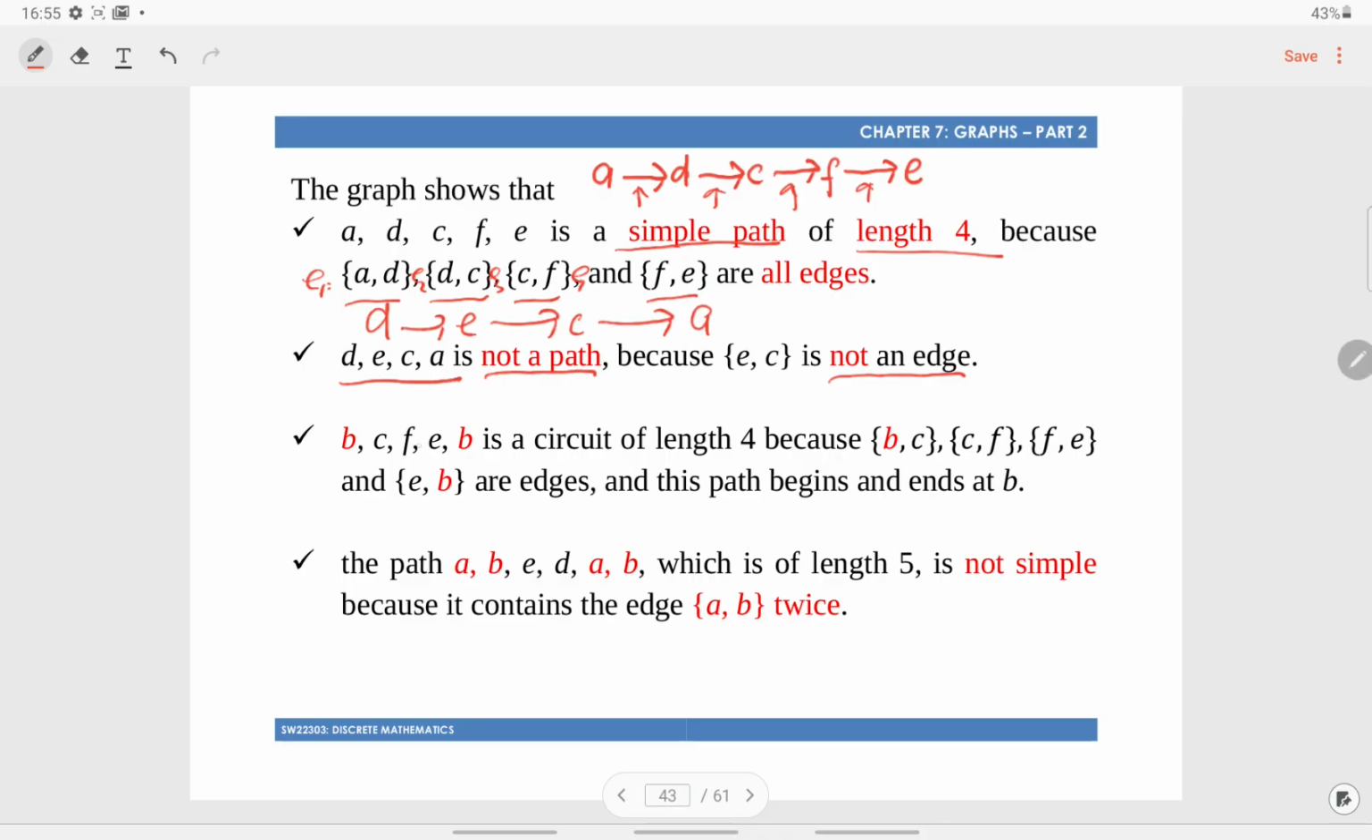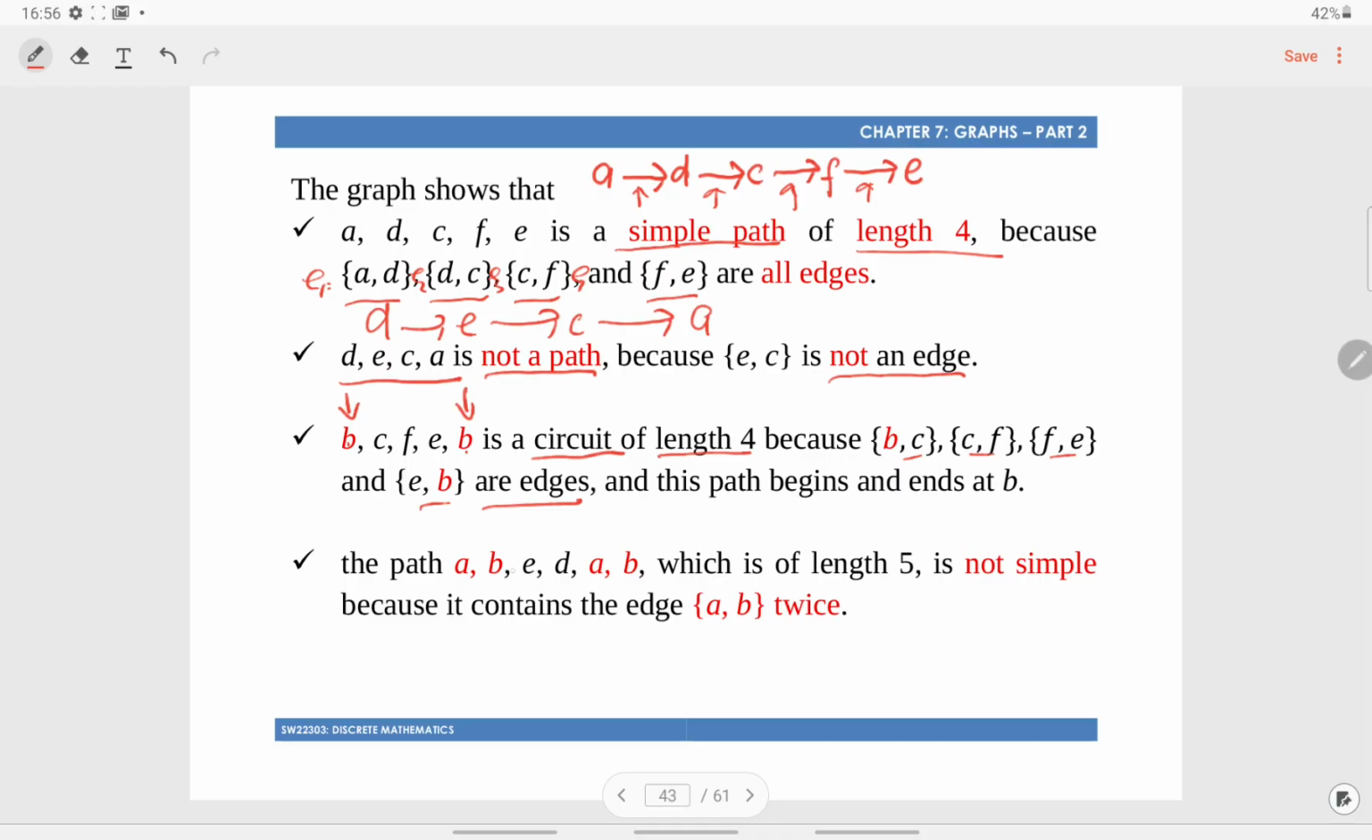Next, B, C, F, E, B starts with B and ends with B. So this path is a circuit of length 4, because BC, CF, FE, and EB are all edges. How many edges? Four edges, so the length is 4. This path is called a circuit because it starts with B and ends with B.